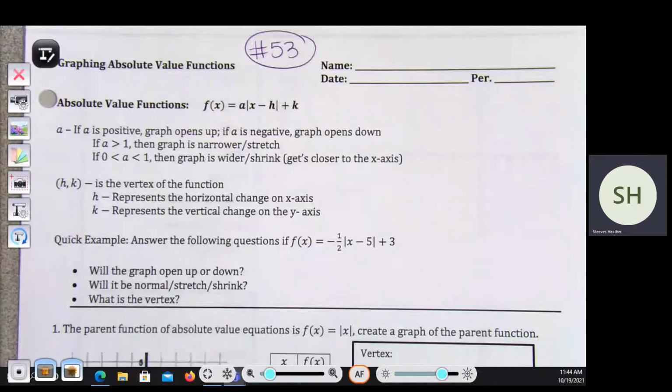Specifically, yesterday we talked about domain, range, and intervals of increase and decrease between linear, quadratic, and absolute value functions. But this unit is on the absolute value functions. That's the only thing that's going to be on your test. So the absolute value function formula is f of x equals a, times the absolute value of x minus h, plus k.